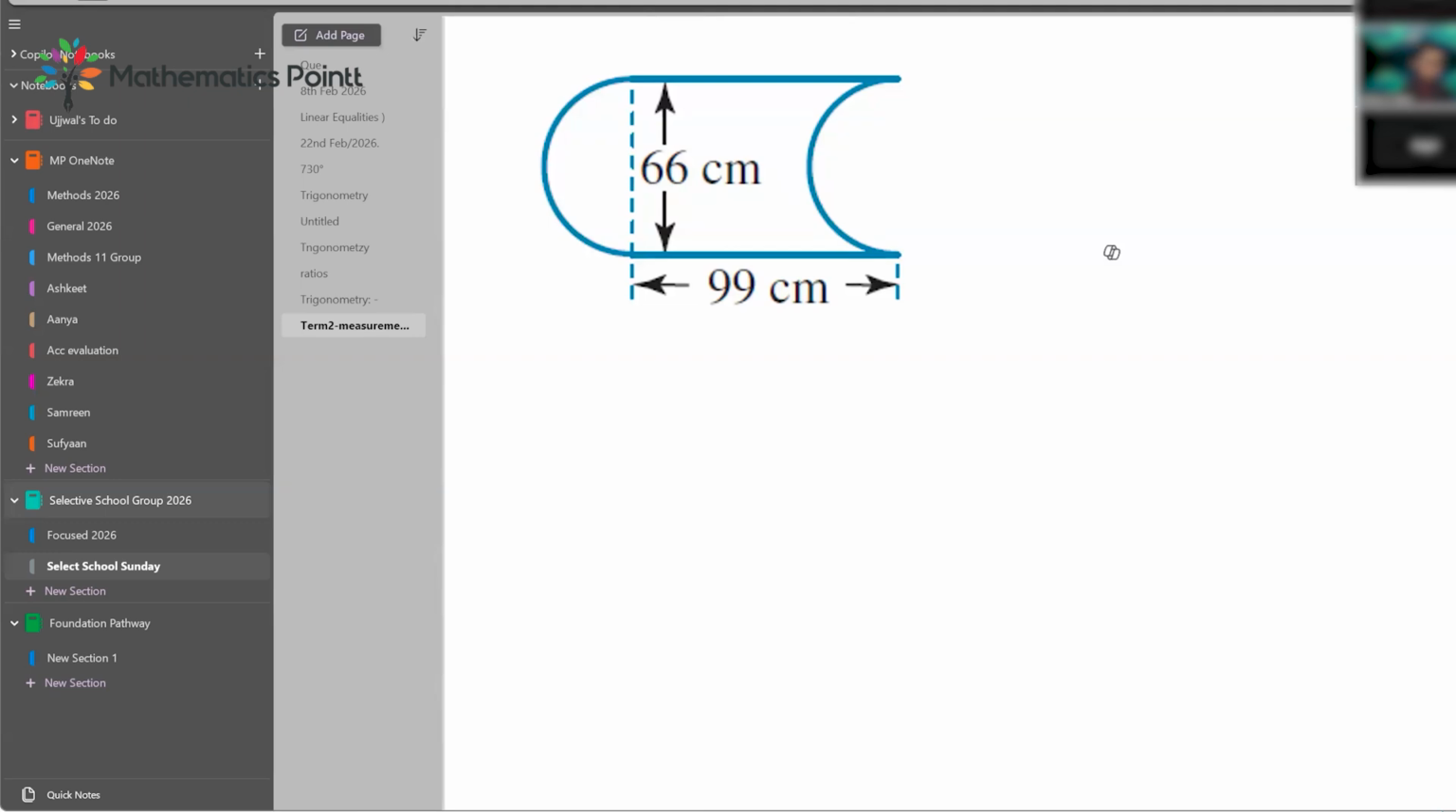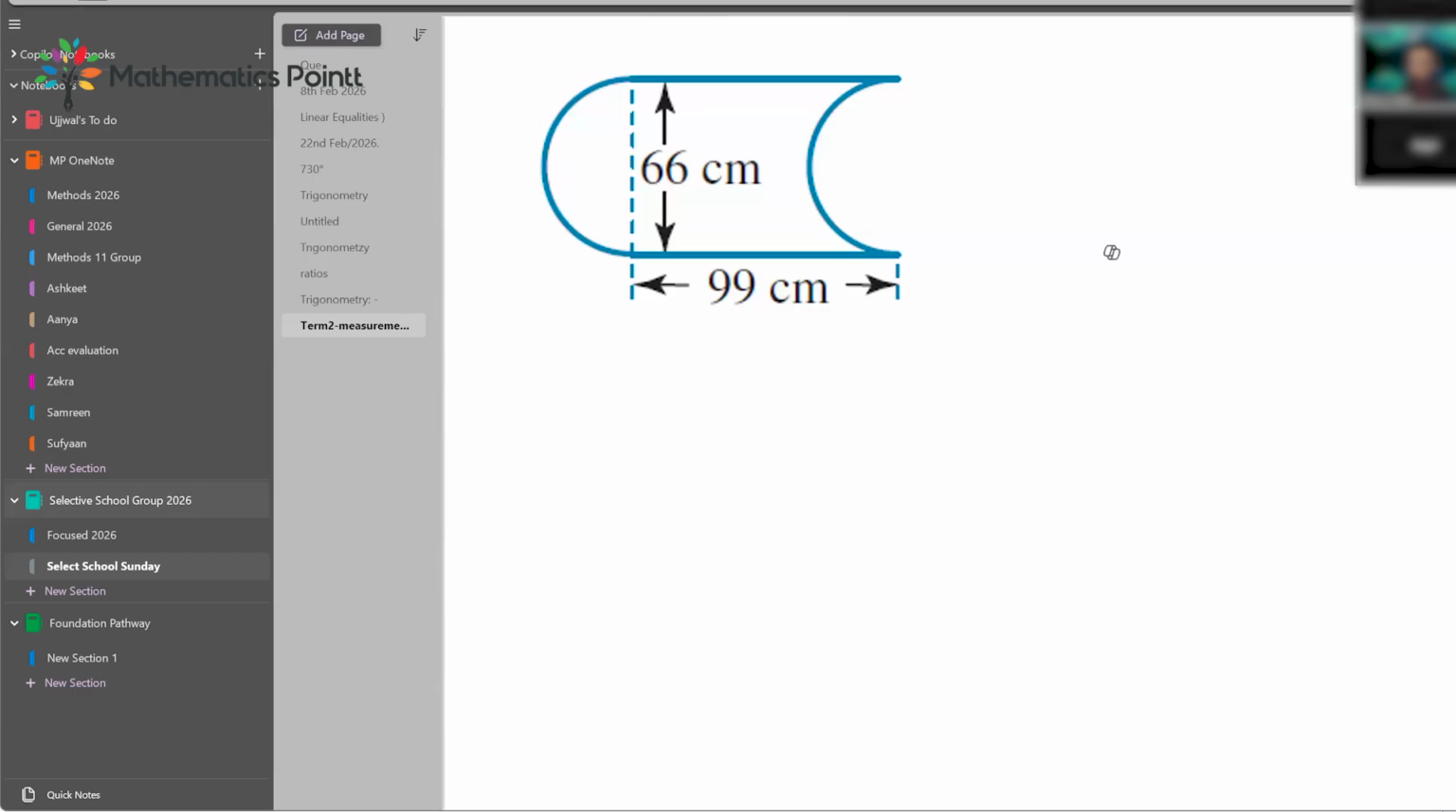198 centimeters. It's not 198 centimeters. It's not 62 pi divided by 2. No. Yes, it is 198. Okay. All right. All right. Yeah.